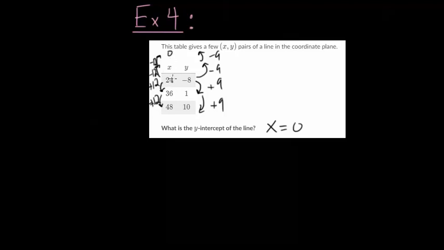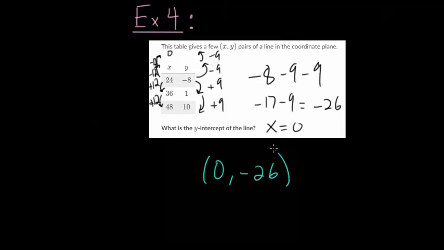And working backwards to find an x value of 0, we can see that the y value, we would just take this minus 8 and then subtract 9 from it twice. And after the first time, you get minus 17, and then minus 9 again brings us to minus 26. So essentially, our y-intercept would have an x value of 0 and a y value of minus 26.